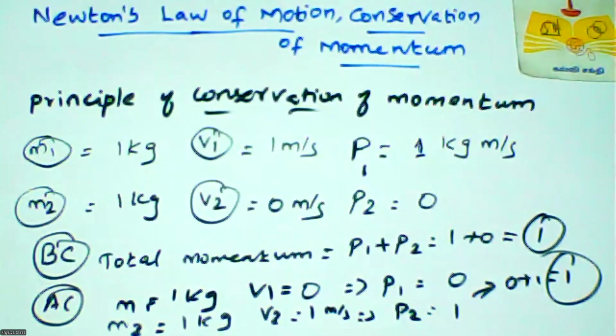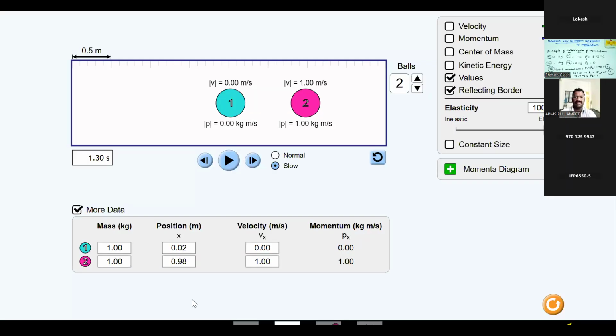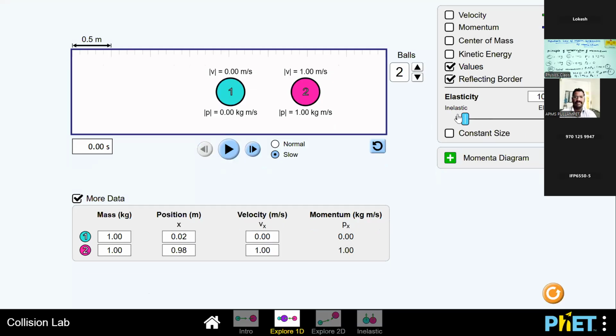Okay, let's look at another case. I will share the screen again. For the inelastic collision, we can change the elasticity into inelastic. So elasticity is 0. Elasticity 0 means the balls stick together. This is known as the inelastic collision.